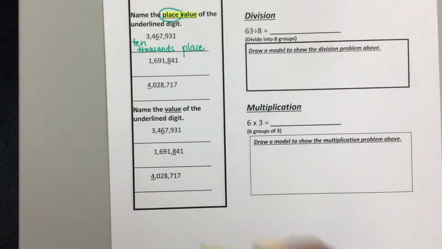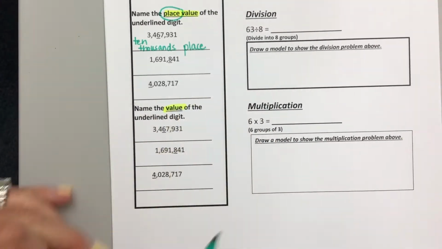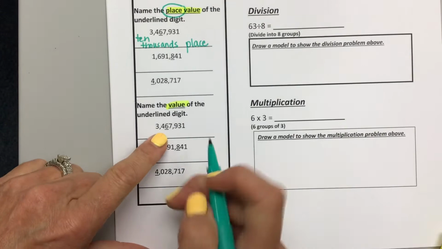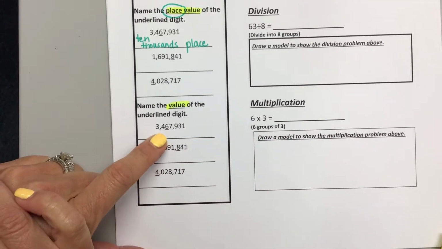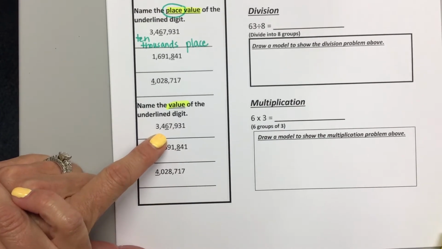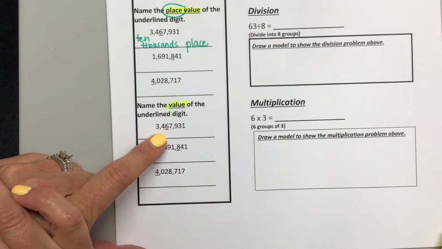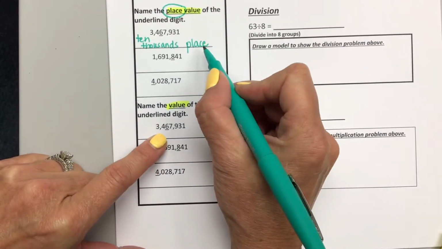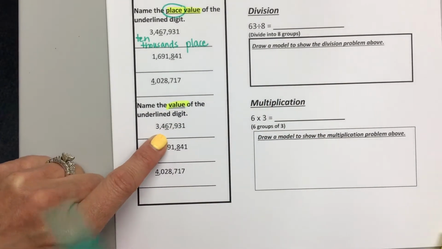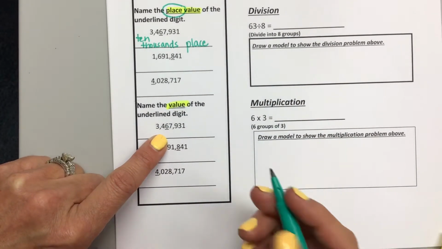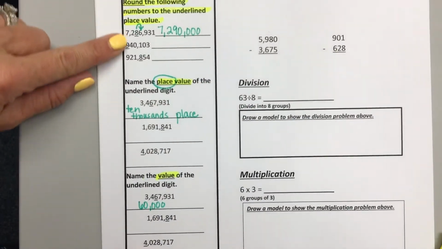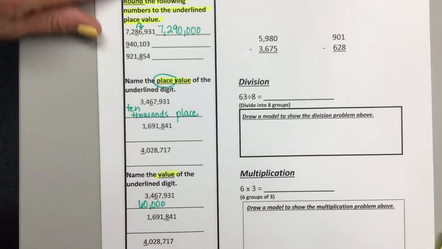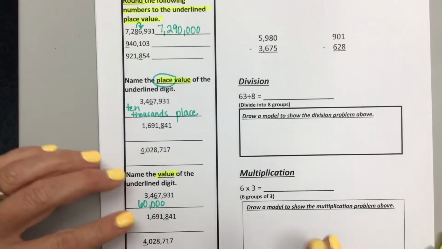And then down here we're looking to name the value of the underlying digit. What is it worth? So what is that digit worth? That's 6. What is it worth? It's in the 10,000s place. We just said that. So 6 10,000s is worth what, MJ? 60,000. Okay, so if you completed these examples, you should be able to follow the directions all the way down this column and get those correct.